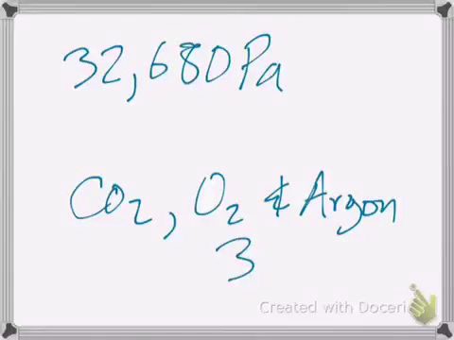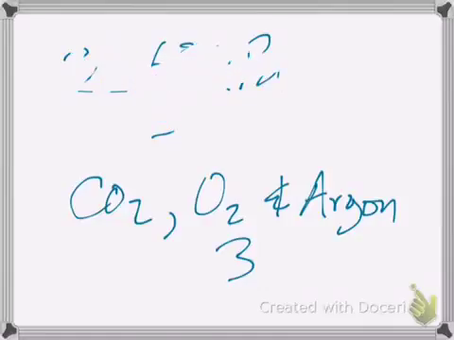And so if all of those pressures have to add up to 32,680 and each one is the same, then really you could just divide this by 3 and then you would get the exact same partial pressure for each one, and then when you add all three of those together it would add up to the 32,680.